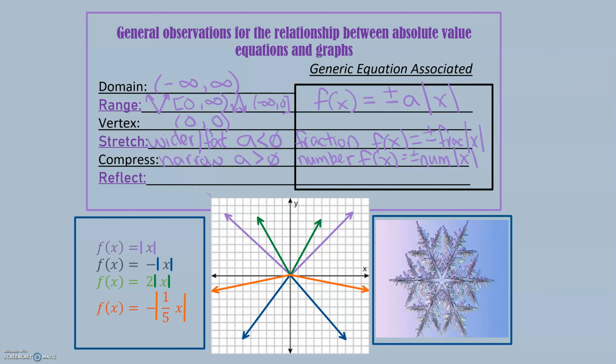If the a is a fraction, it stretches and it's fat. If a is a whole number, it compresses. The last thing that you need to realize is that if it reflects, it's negative. If it reflects, there's a negative. So when it reflects, it reflects over the x-axis and makes it go down. That's when it's negative. So this is when f of x is negative a.